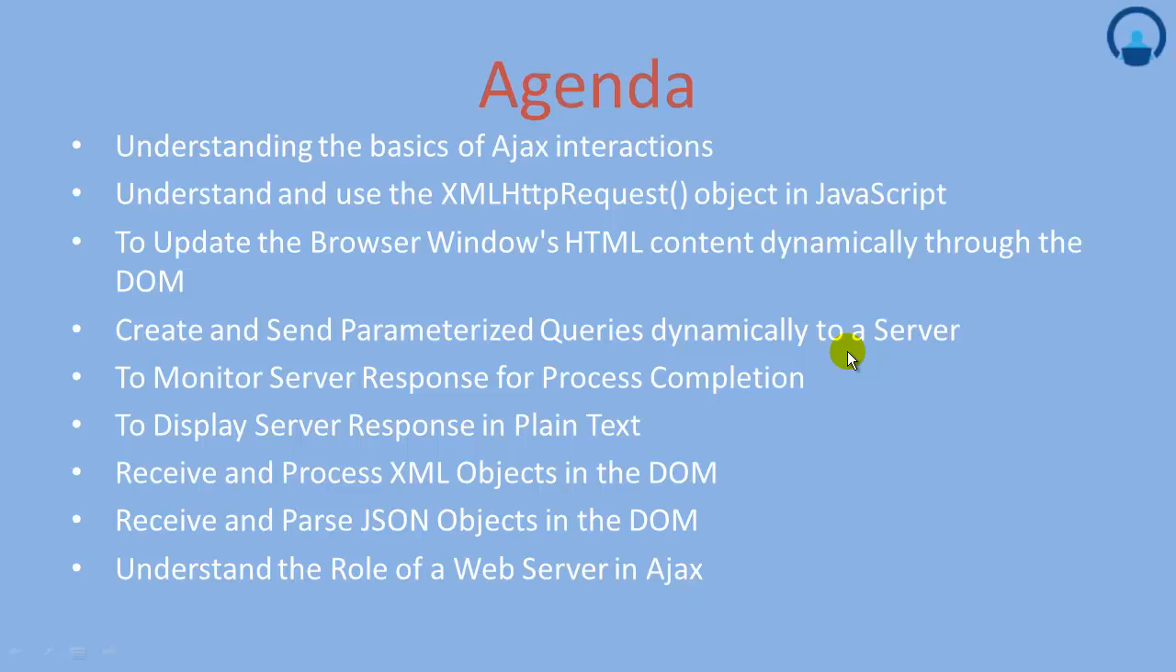The next step is to understand what XML HTTP request is and how to use it. Then we will use the XML HTTP request with some examples. We will use AJAX with XML, we will use AJAX with JSON, and finally we will understand the role of the web server in AJAX.